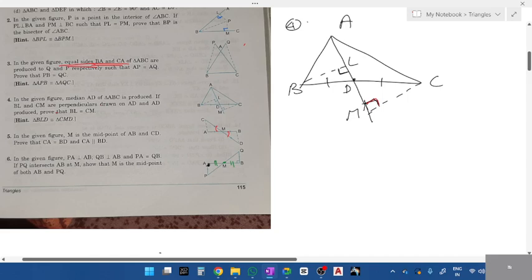In the given figure, median AD of ABC, right? Which is median? Yes, of ABC. So median AD is produced, students. If D is the median, what did I tell you all? Look at A, B, C. What do you mean by median? D is the midpoint. If D is midpoint, what will be the value of BD and DC? Equal. So which triangle should I take? Tell me which two sides are equal and which two angles are equal.